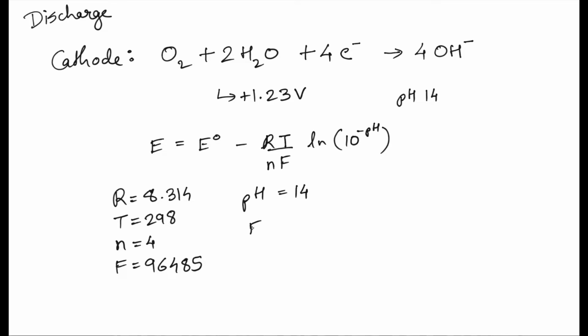E naught is 1.23 volt. After solving this equation, you will get the reduction potential of O2 in the electrolyte that we are using to be somewhere around positive 0.401 volts.